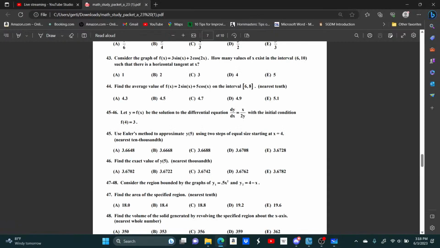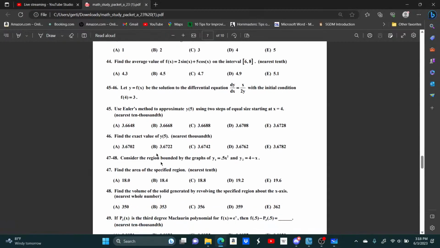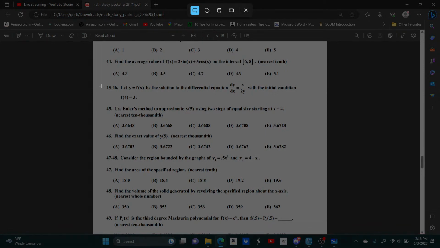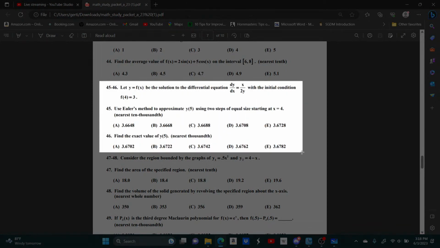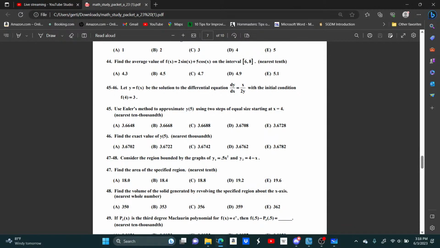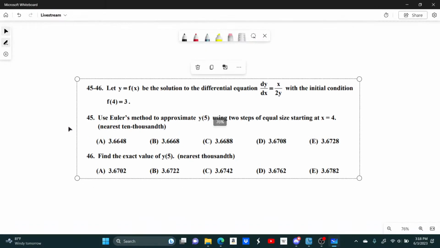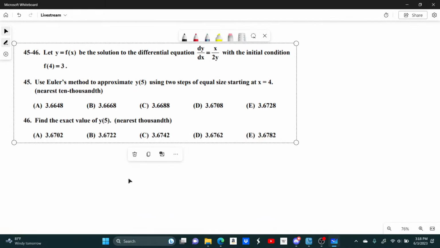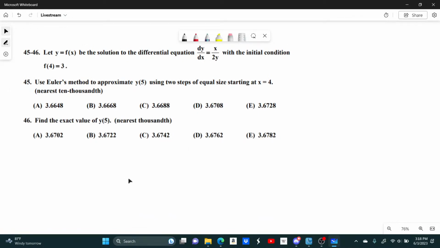Okay, I think we got a differential equation next. Yep. Oh, it's like a two-parter. Sweet. All right, let's see. Let f of x be the solution to the differential equation dy dx equals x over 2y with the initial condition f of 4 equals 3. Use Euler's method to approximate y of 5 using two steps of equal size starting at x equals 4.